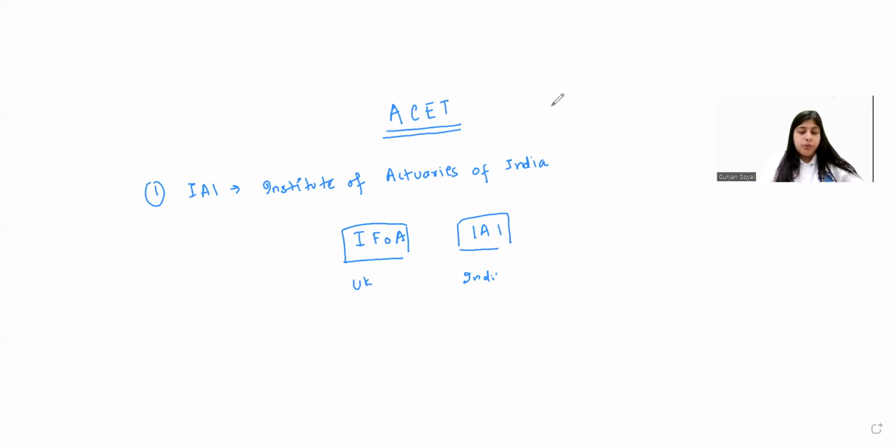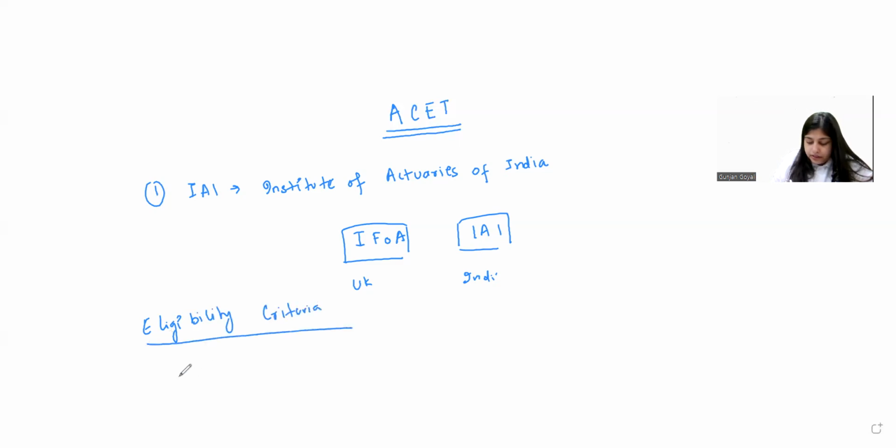Okay, first let us see the eligibility criteria for ACET. What does ACET tell? Who can pursue ACET basically? So for ACET, the eligibility criteria is anybody who has appeared for a class 12 examination and is waiting for a result, or has cleared it as well. Anybody who has cleared it as well. There is no age limit.